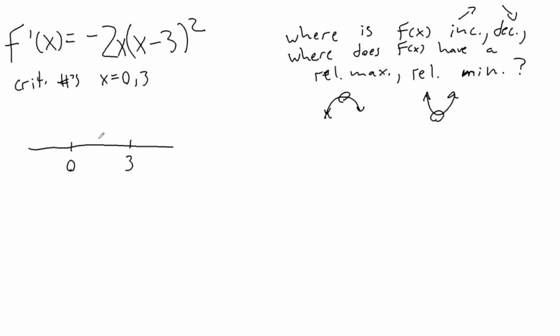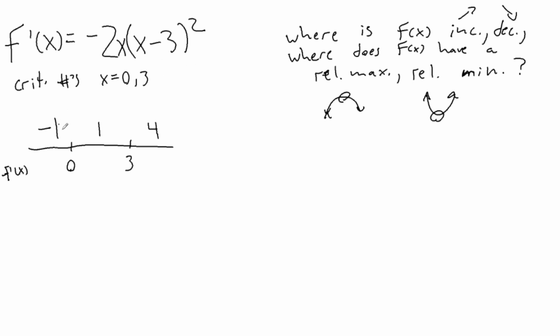And now we're going to choose a number for each of these spaces. For a number that's slightly to the right of 3, let's choose 4. For a number that's in between 0 and 3, let's choose 1. And for a number that's to the left of 0, we can choose something like negative 1. Now we're going to plug in each of these numbers into f prime of x and find if the output is negative or positive.